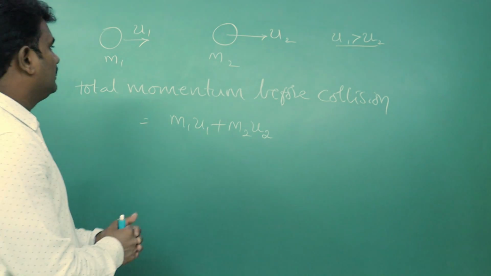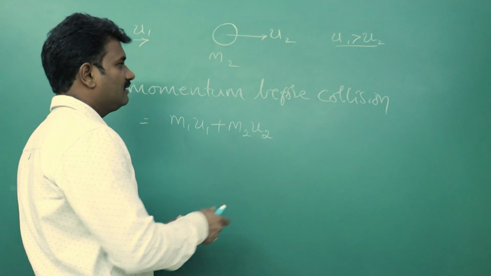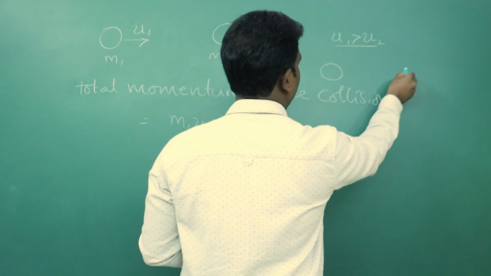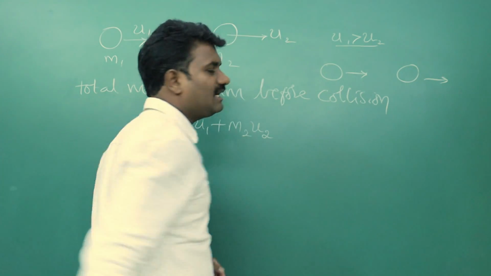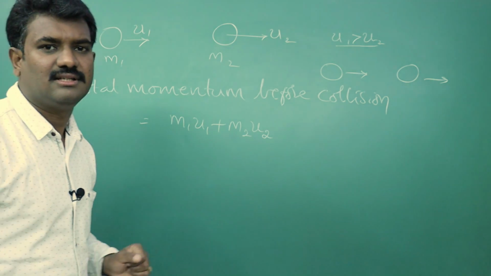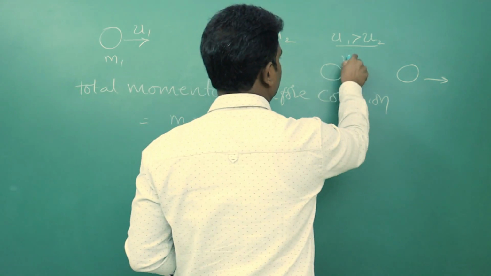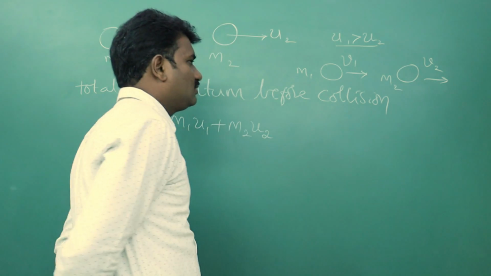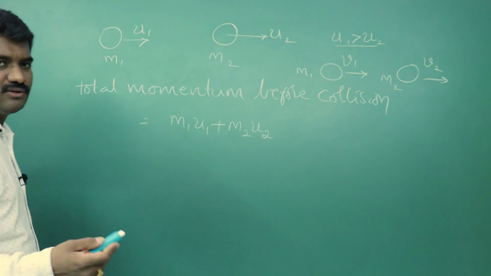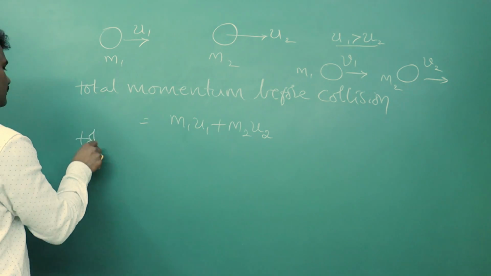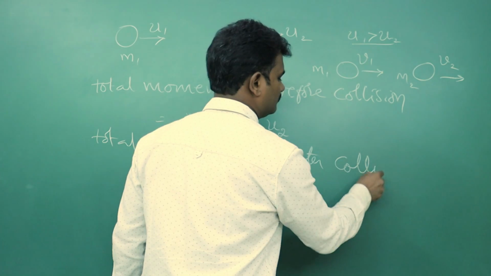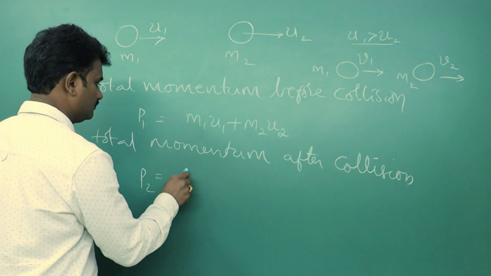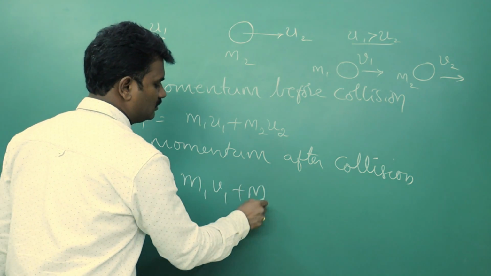Now something happened. It hits the second body and they move apart like this, but their velocities got changed because of this collision. Maybe its velocity is v1 now, its velocity is v2. Masses are not exchanged, it's m1 and still it is m2 only. So after collision, what is the total momentum we are going to study now? It is equal to m1 v1 plus m2 v2.